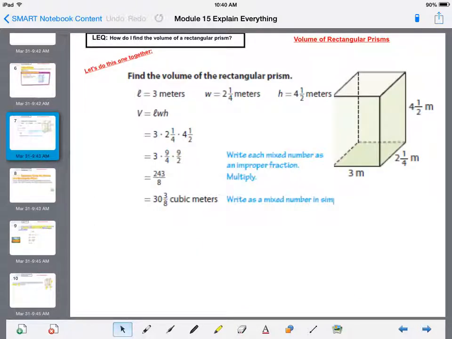To find the volume of this rectangular prism, again, the formula is length times width times height. So we would multiply length, 3 meters, times width, 2¼ meters, times height, which is 4½ meters. Remember, you can turn these mixed numbers to improper fractions, which is what they did here. Or you can turn those fractions into decimals. Either way, you're still going to get the same answer.